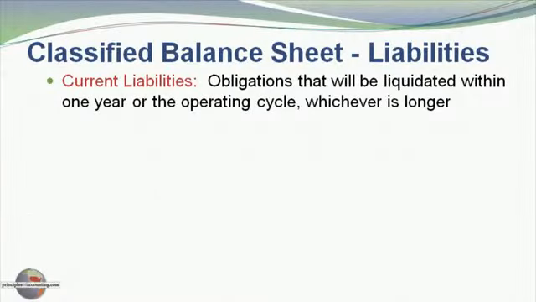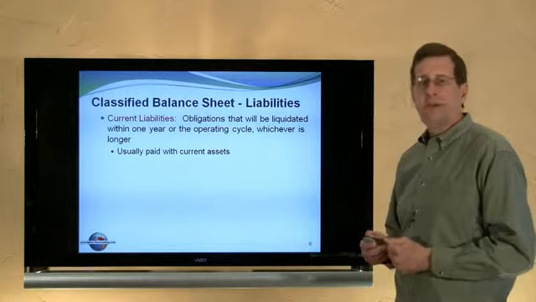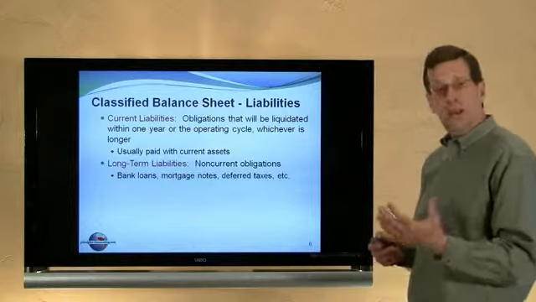Now let's turn to the other side of the balance sheet, the liability side. The first category we would encounter in liabilities are current liabilities. These are obligations that generally would be expected to be liquidated within 1 year, or longer if the operating cycle is longer than 1 year. In addition, current liabilities are normally paid out of current assets. So this would include accounts payable, salaries payable, taxes payable, interest payable, things of that nature, short-term loans payable.